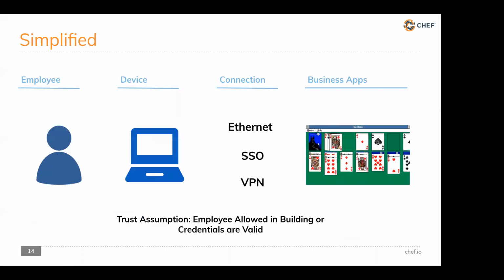So to simplify this out, some of the pieces of getting connection to our super critical, important business apps are: employees have multiple devices sometimes. And then to reach these business apps, we typically have multiple connections. So, we're either in the office plugged into Ethernet, we're using SSO, we're using VPN. And this is where the word trust comes in.